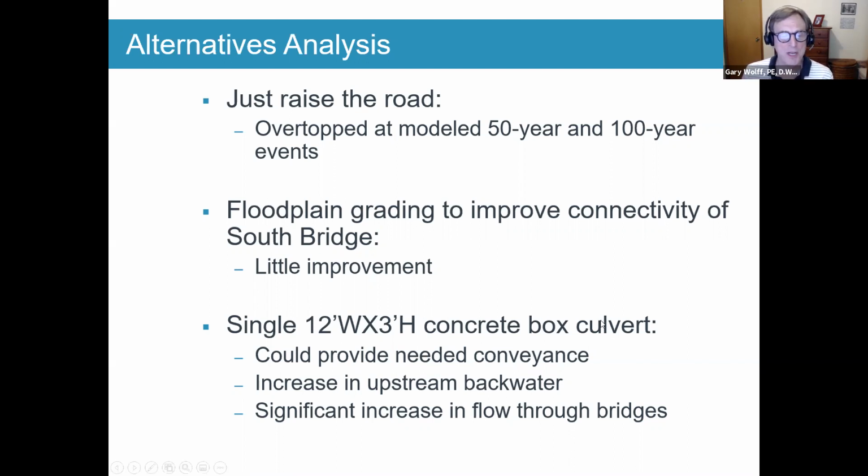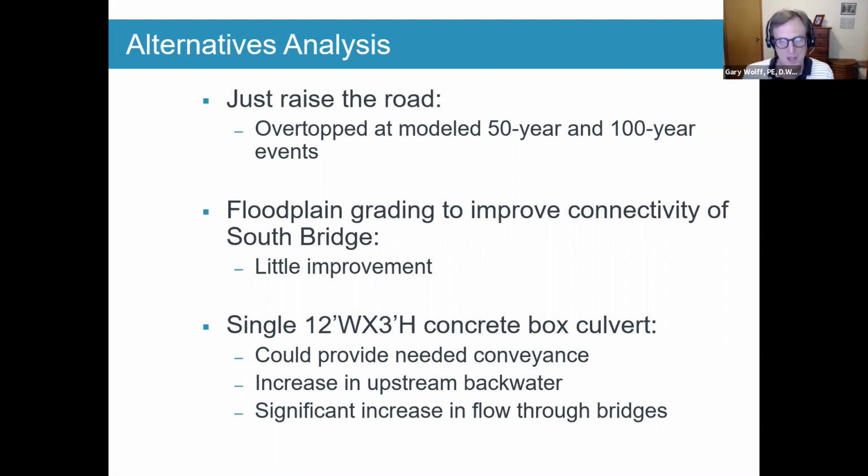And so what we did is we started with a 12-foot by 3-foot box culvert placed along the road north of the North Bridge at the location where the road overtops naturally. And actually a single 12 by 3 box was large enough in theory to pass the 100-year flood without road overtopping. However, what we found in that analysis, we were increasing upstream flooding, which was not good, and we were also getting substantially higher flows through the 2 bridges, and hence higher velocities and shear stresses.